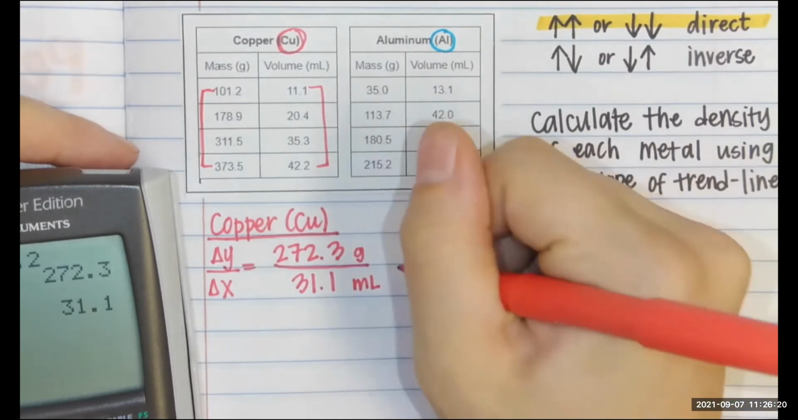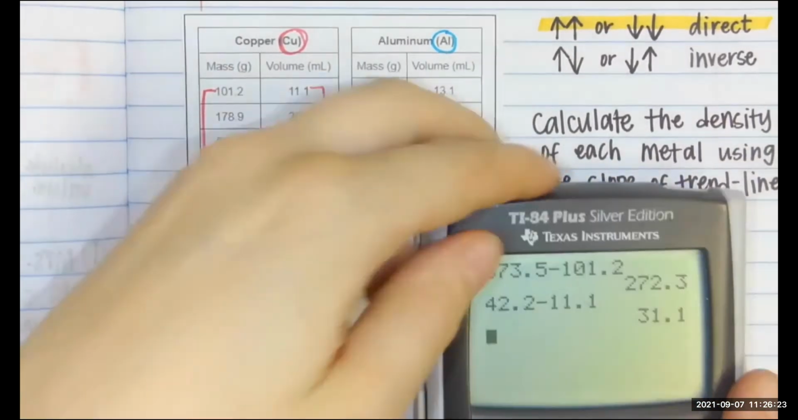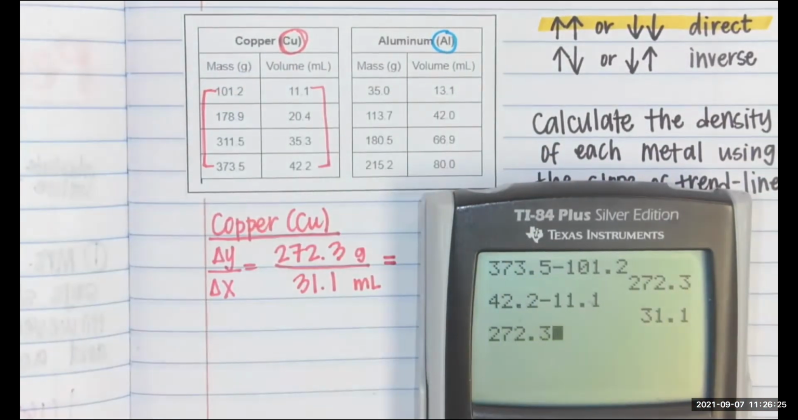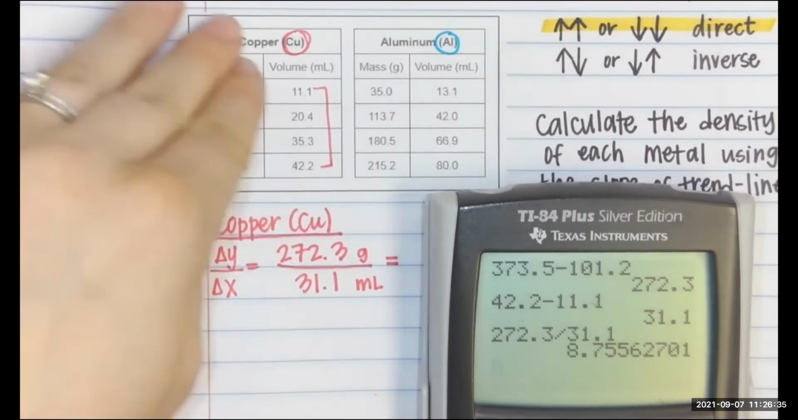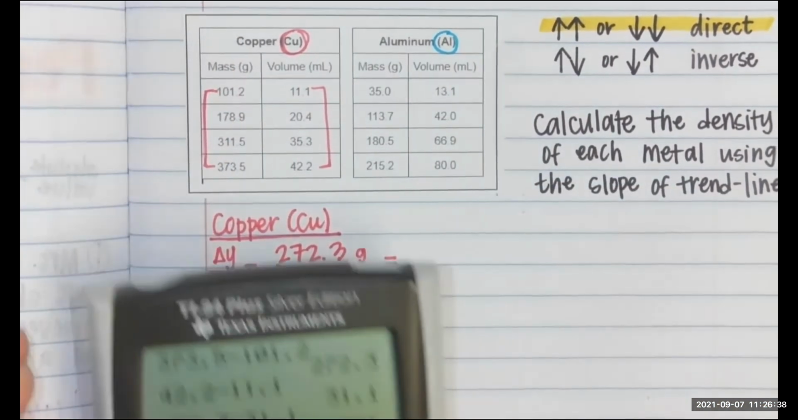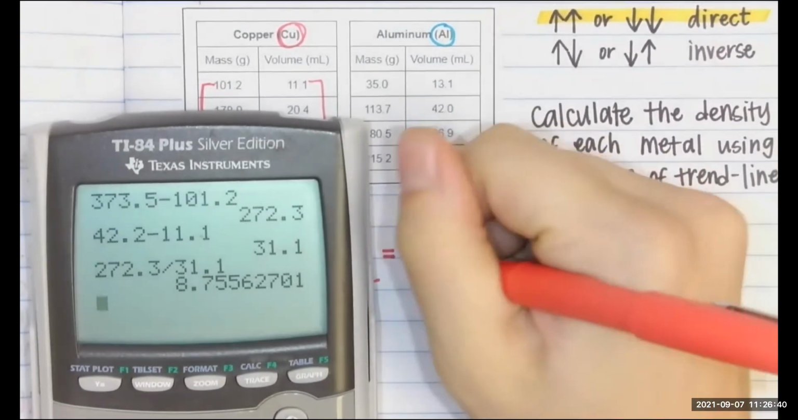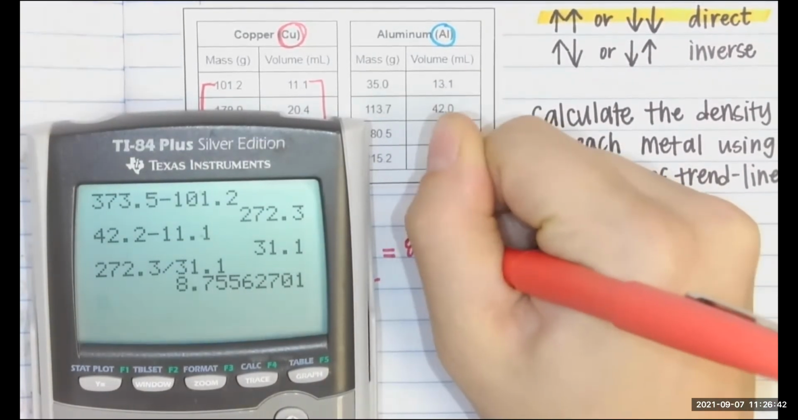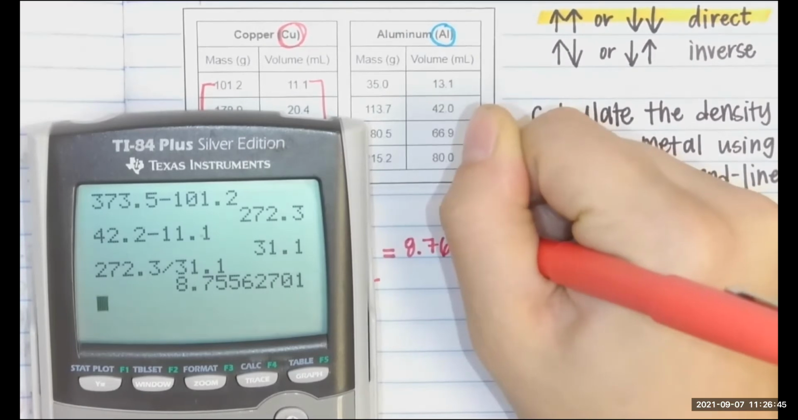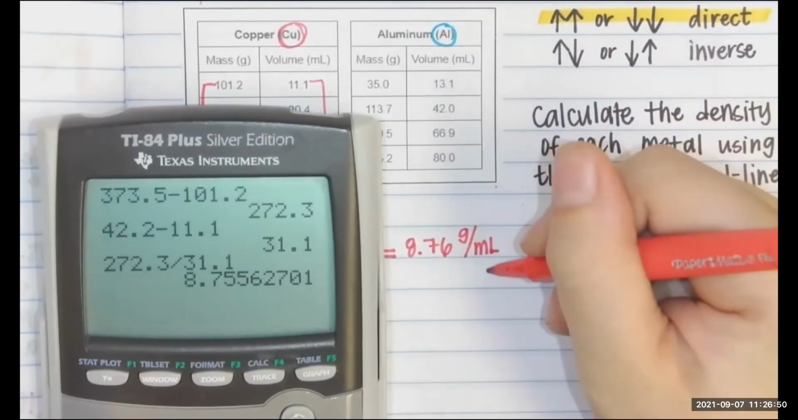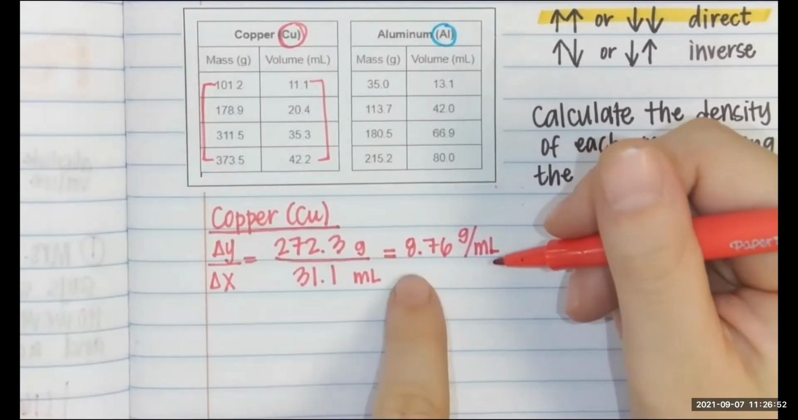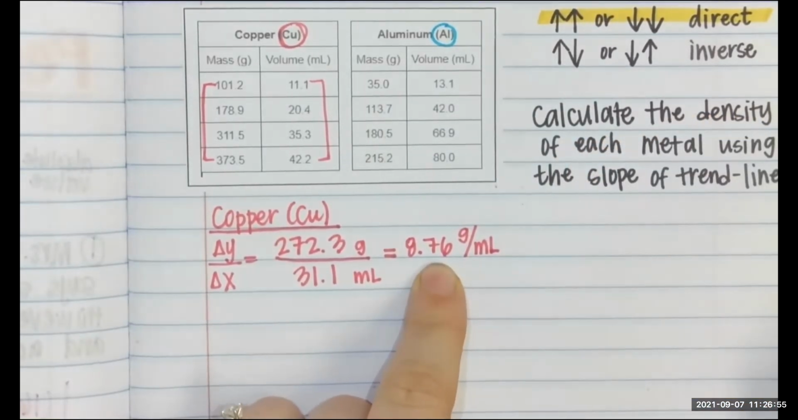The slope, AKA density of copper, is 272.3 divided by 31.1. And like we were doing before, it was like 8-ish, 9-ish, but now averaging out all of the data, our slope, our density is 8.76 grams per milliliter. So if I had a milliliter of copper, it's going to weigh 8.76 grams.